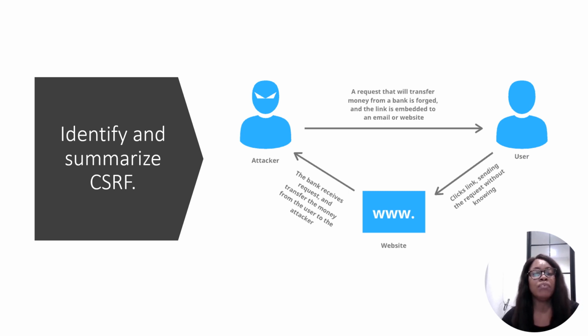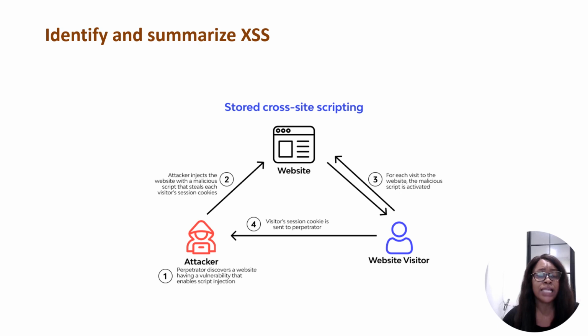Social engineering platforms are frequently utilized by attackers to initiate a CSRF attack. This involves deceiving the victim into clicking on a URL that contains a specially designed, authorized request for a specific web application. My next slide is to identify and summarize XSS.